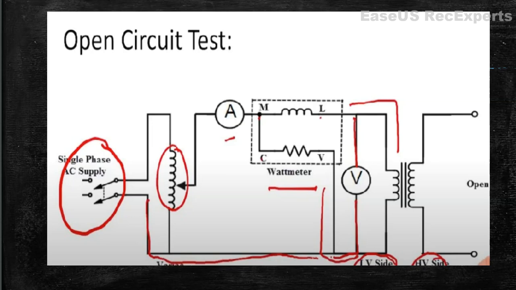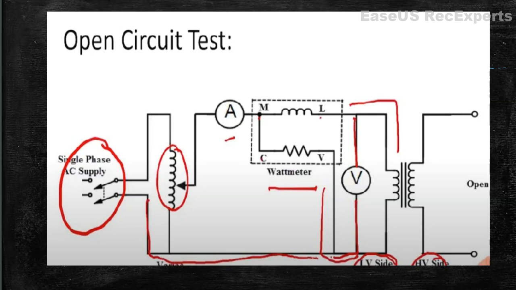Now I already told you that the iron loss depends upon the primary voltage, whereas copper loss depends upon the current, which has a value that is negligible. Hence it can be neglected. So we can say that the wattmeter W will record the iron losses, and the losses can be indicated by the wattmeter W. The voltmeter will indicate the value of rated voltage.